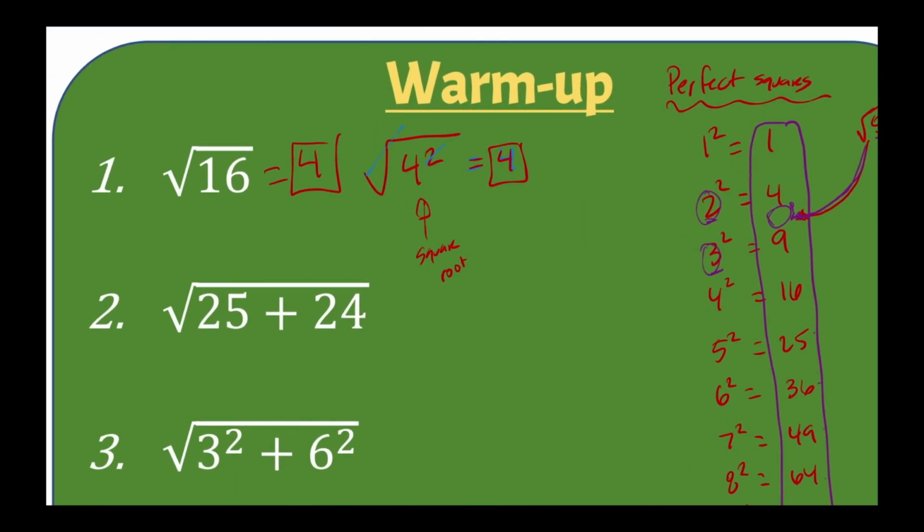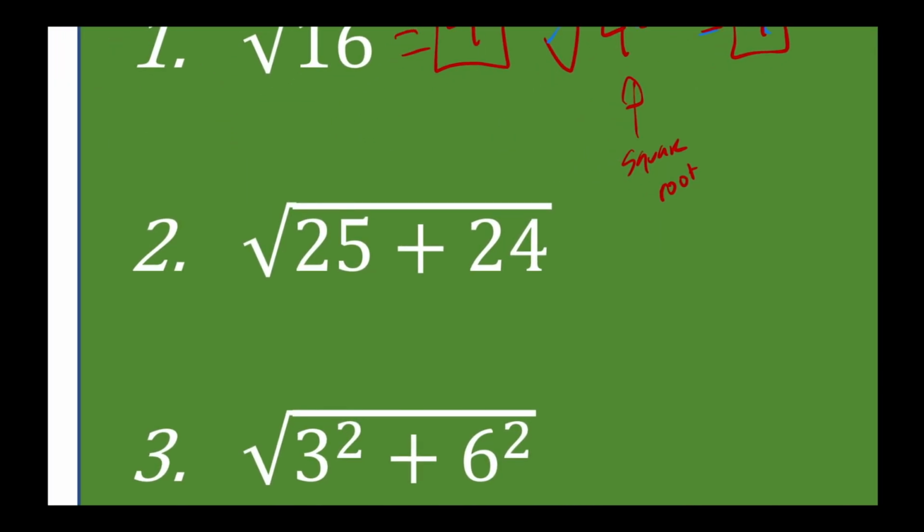Okay. All right, let's look at number 2. So first, let's do what's inside the radical, right? This is a square root sign, but it's also called a radical sign. And yes, that's what we used to say back in the 80s, radical. But it means the square root sign. So let's do what's inside the radical first, and then we'll take the square root.